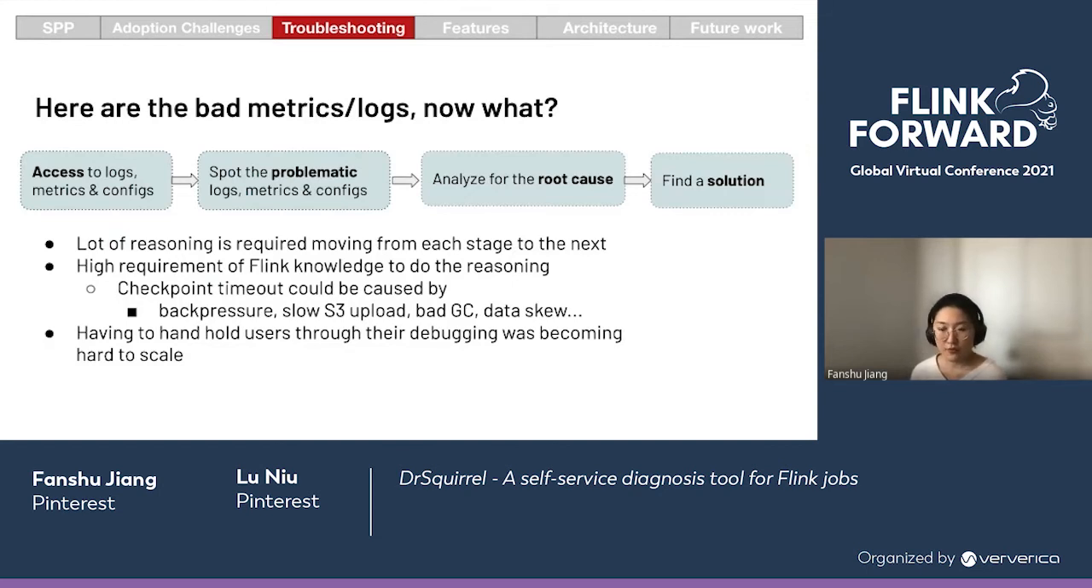For example, a checkpoint timeout is a very common issue. It could be caused by insufficient timeout config, of course, but could also be a result of back pressure, slow S3 upload, bad GC, data skew, etc. So this made us wonder, what if we just analyze the symptoms programmatically and give a solution right there, without having people do the reasoning on their own and go through these stages?